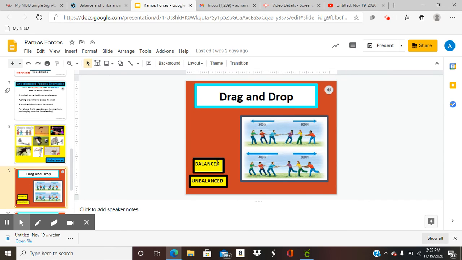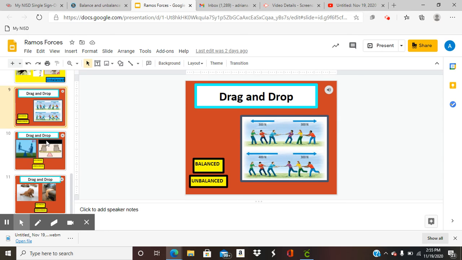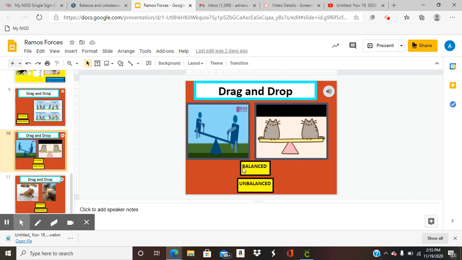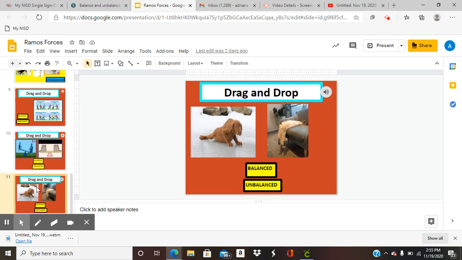So right here, you're going to just drag and drop these words to show me which one is balanced and which one is unbalanced. You would do the same thing for slide number 10. Which one is balanced, which one is unbalanced. And you would just do the last one on slide 11. Which one is balanced, which one is unbalanced. You just drag these words into the appropriate picture.